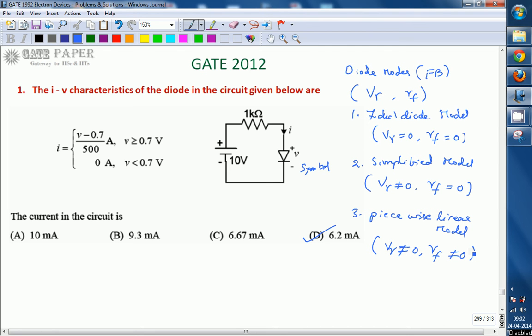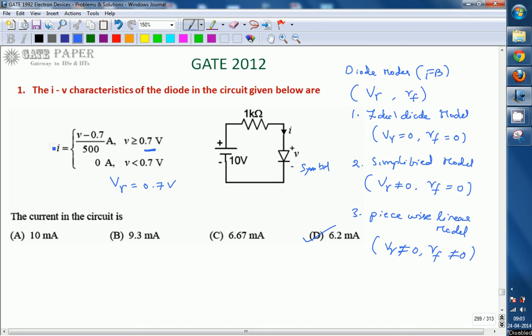For that we must check the current voltage relation. Looking at the current voltage relation, current flows if the voltage across the diode is greater than or equal to 0.7 volts, and current is 0 whenever the voltage is less than 0.7 volts. So this will be treated as the cut-in voltage. The definition of cut-in voltage is the minimum amount of voltage required for the diode in forward bias so that a current flows. Otherwise current is negligibly small, that is 0. So from this equation we can say that V gamma is equal to 0.7 volts.